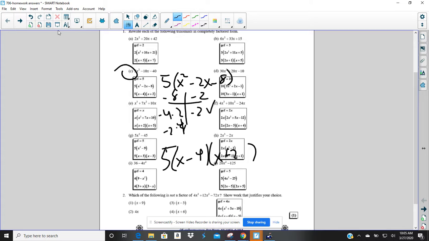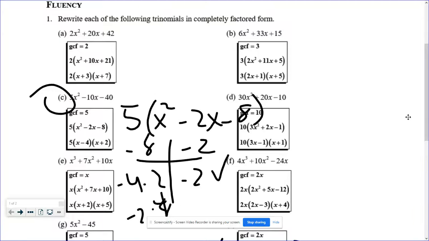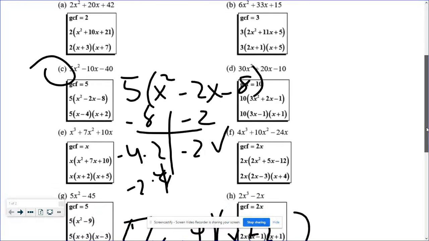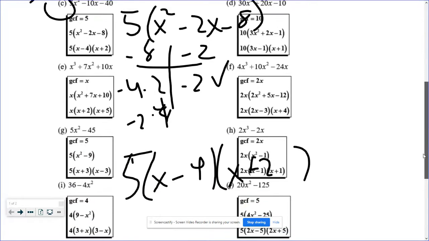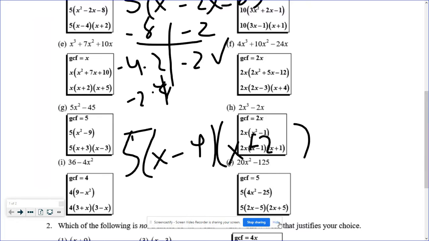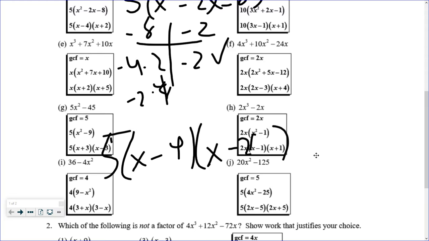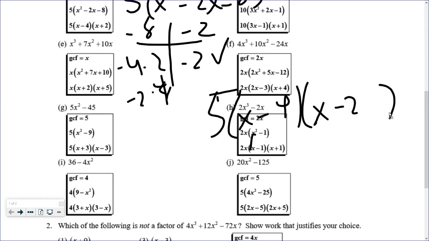Take a moment to look at these. Let me hit view full screen again. There's the last few. You can pause this at any time to look at the answers again.